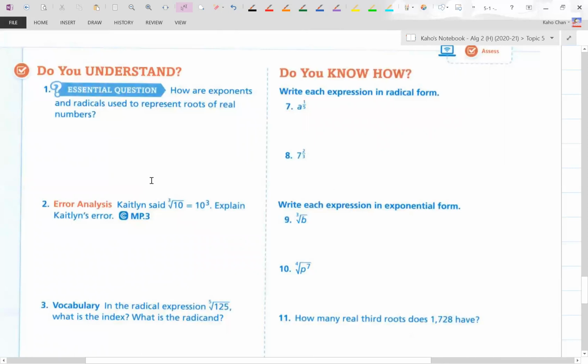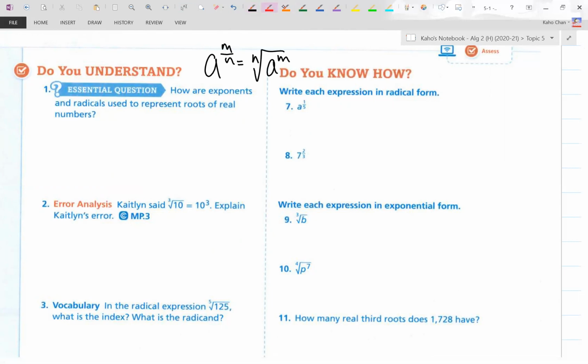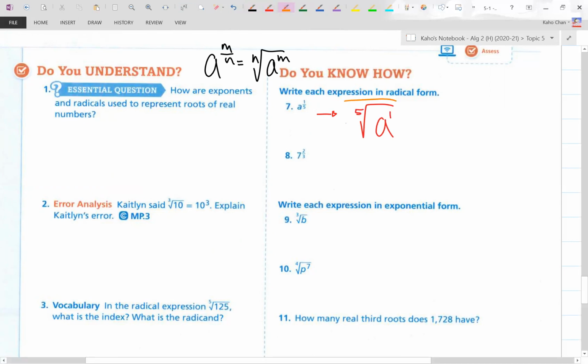Let's convert it to radical form. Just a quick reminder. We're doing number 7 right now. A to the m over n power is equal to the nth root of a to the m. We're just converting. That's all we're doing with number 7. Let's put it in radical form. A. Oh, we're doing 1/5 power. This is the fifth root. Done. That was easy.